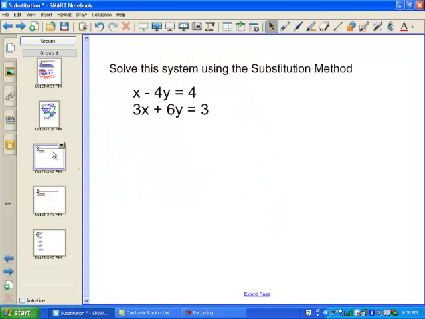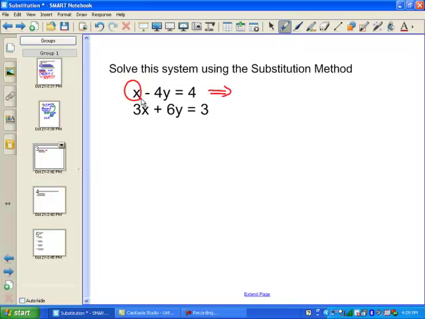So let's take a look at another problem here. Another system. We want to ask ourselves the question first: is the substitution method an appropriate method to use here? The answer is yes, because as we see in one of the equations, one of the variables has a coefficient of 1. So that's the variable we want to isolate.